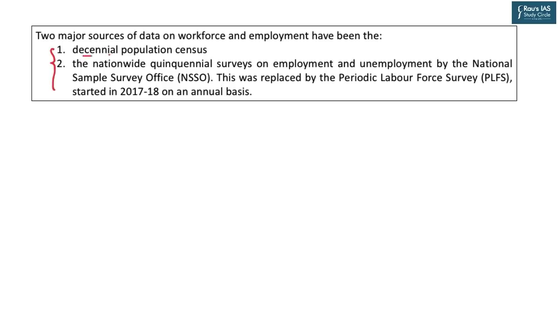One is the decennial population census, and the other is the survey on employment and unemployment that used to be conducted every 5 years. But the last data that we have of this survey of NSSO is of 2011-12. Because by the time it was time for the next survey, this survey of NSSO was replaced by the periodic labor force survey. And we have data of this survey of 3 years.